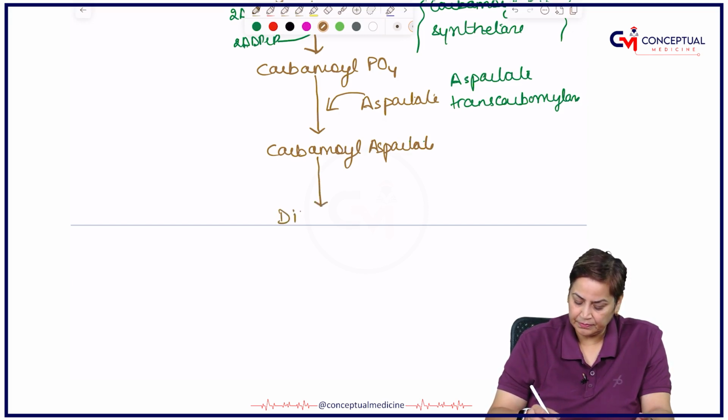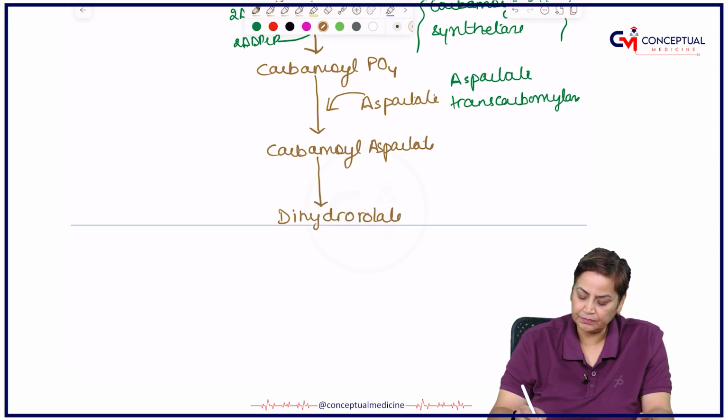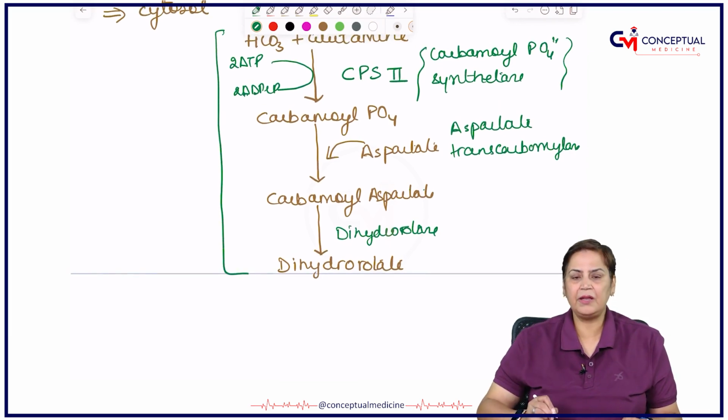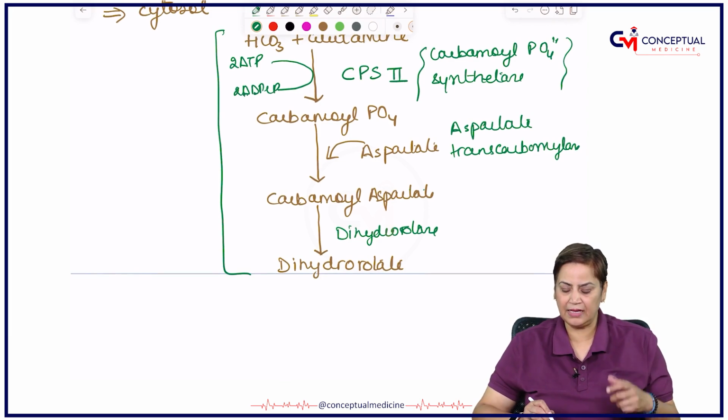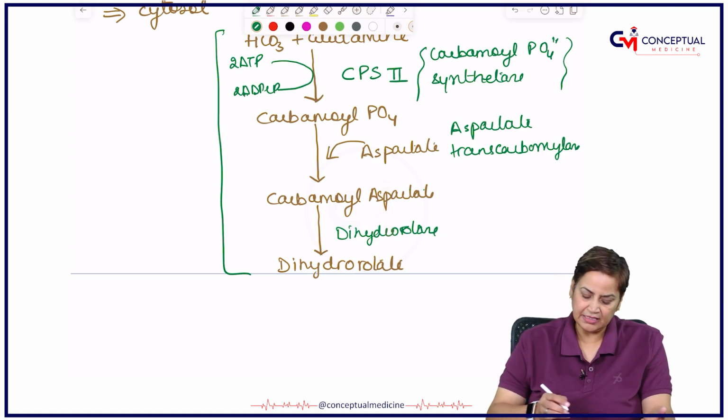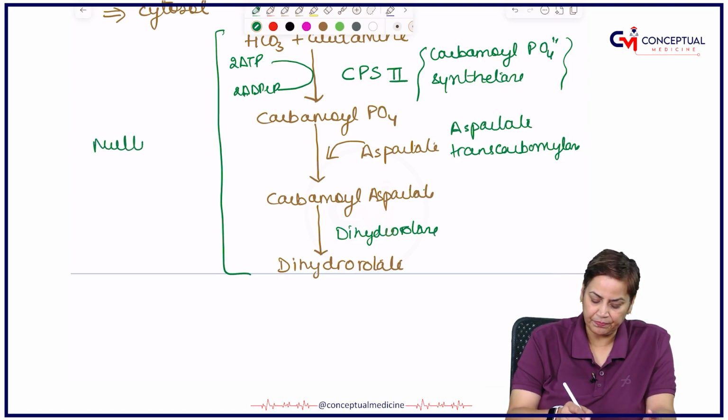Once this carbamoyl aspartate is produced, it is going to form dihydroorotate. The name of the enzyme here is dihydroorotase. So these three enzymes represent a multifunctional enzyme, and to remember this, CAD is the mnemonic. This is a multifunctional enzyme known as CAD.